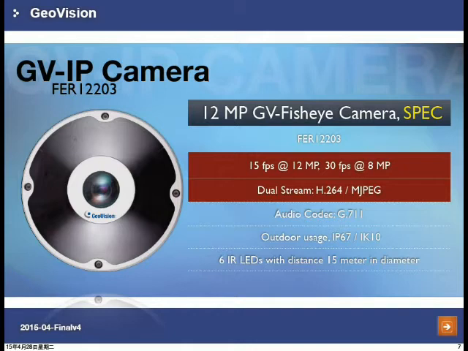And this is a 12 megapixel camera. You can have 12 megapixels at 15 FPS, and also 8 megapixels at 30 FPS. Another important point is that this is also the first fisheye camera that supports dual stream. So far, there is no fisheye camera in GeoVision that supports dual stream. So what advantages can we have from adopting a fisheye camera that supports dual stream? It means you're going to have more cameras that can be connected to multicam or VMS. This is the main advantage.